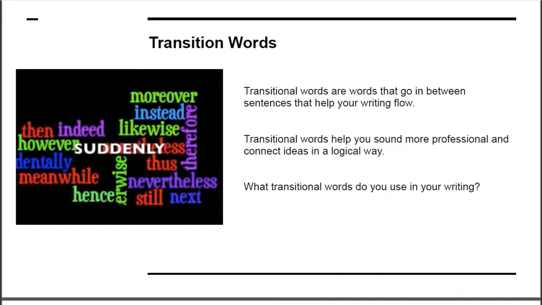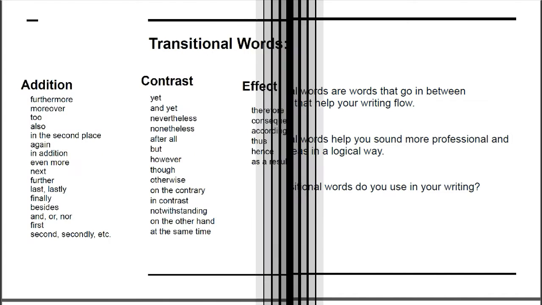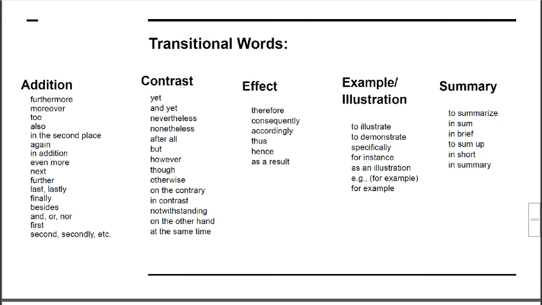What transitional words do you already use in your writing? Some examples are on the left side of the PowerPoint. Here are some examples of transitional words. First, there's a column that shows words that add information. These begin with furthermore, moreover, too, also, again, next, etc. These words can be used in the beginning of the sentence to show more information.